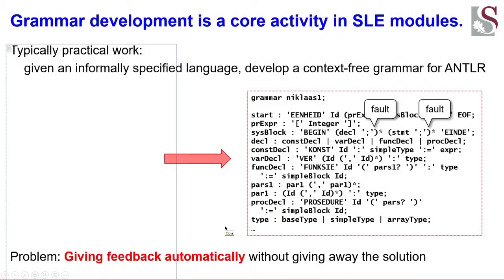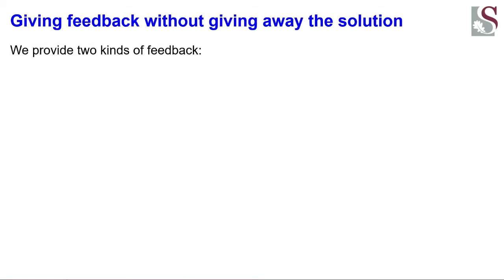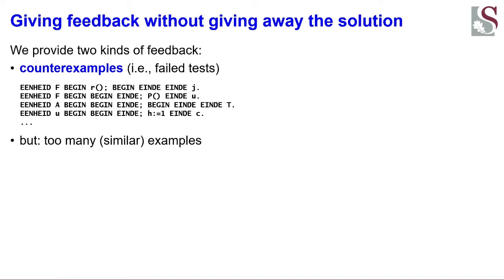So the problem we are addressing with GTutor is how to give feedback to students without pointing them directly towards the faults in the grammar or actually giving them the bug fixes. We focus on an automatic approach because it is easier to scale to large classes, and of course also because it works better with remote teaching. In GTutor, we focus on two kinds of feedback that work at different levels of interaction. First, we provide counterexamples, that is, test cases where the ANTLR parser generated from the student grammar doesn't behave as expected. It rejects a correct test case or it accepts a test case with a syntax error.